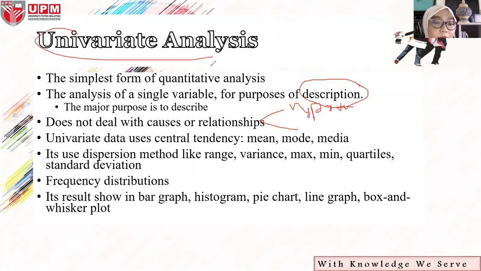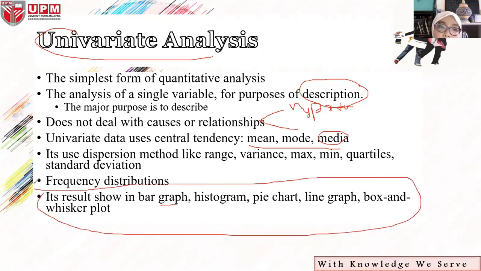Okay, so univariate data uses central tendency, which includes mean, mode, and median. Median, eh? Bukan media ni. Salah. Okay, it uses dispersion methods like range, variance, max, min, quartile, standard deviation. And then also the frequency distribution. The results will be shown in either a bar graph, histogram, pie chart, line graph, or box and whisker plot. So you can report or present your data according to this style. Okay.